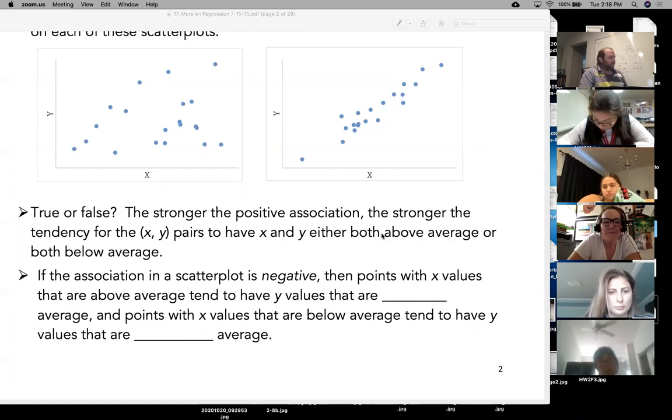Either both above average or both below. I get the above average meaning positive, but I don't know what that has to do with below average. Is that because you have both, to get the idea of the direction it's going? Yeah, if they're both above average, then they're both going to be in the top right. If they're both below average, then they're both going to be in the bottom left. If it's very strongly correlated, that's exactly what we expect.